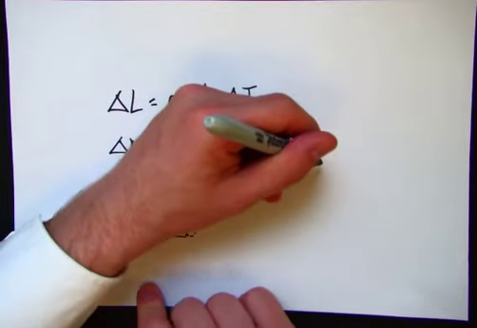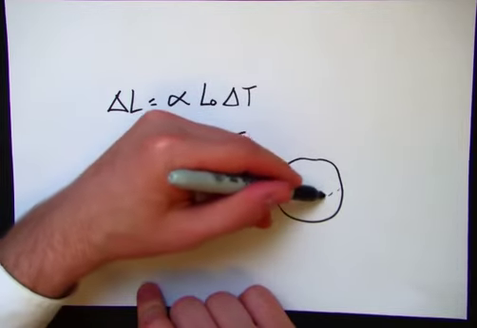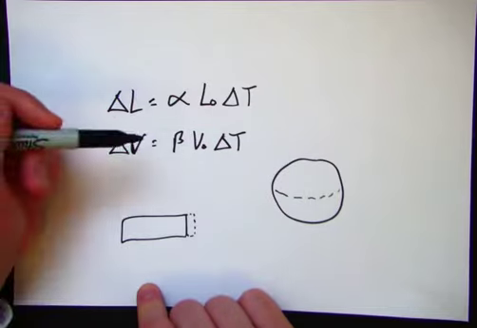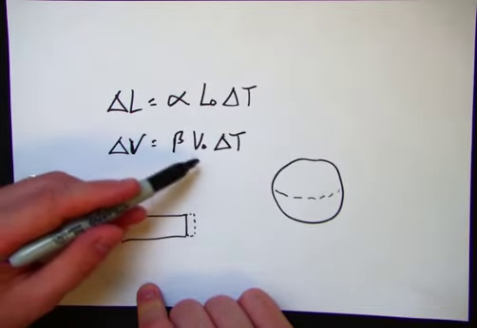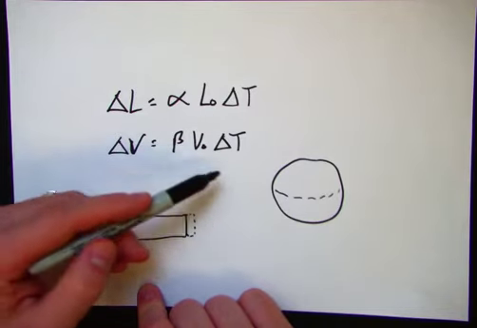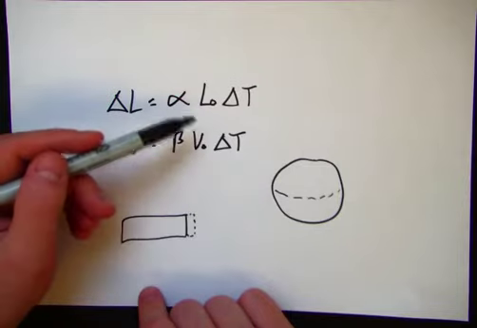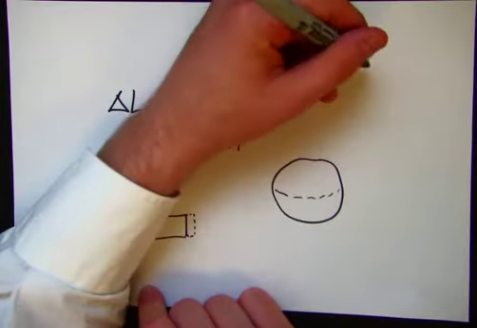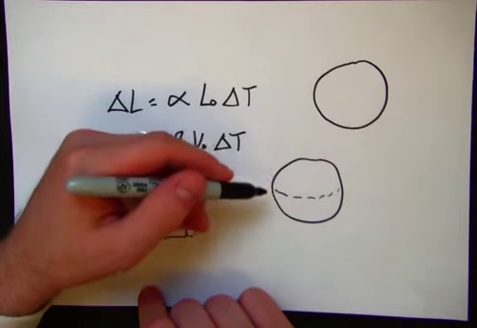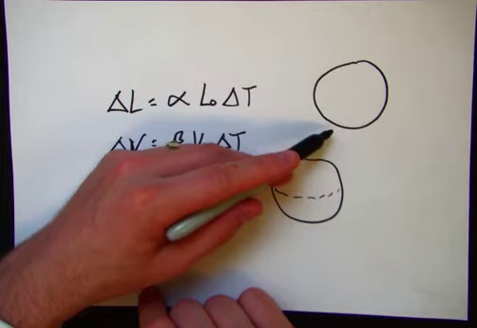If I had a sphere, here's a nice sphere here, and I heated this metal sphere up, it'll increase in volume by a certain amount, depending on what its constant would be, its original volume, and the change in temperature. The interesting thing happens here if I have, let's say, a flat circular disk. If I heat this up, it'll expand, and it'll expand linearly.